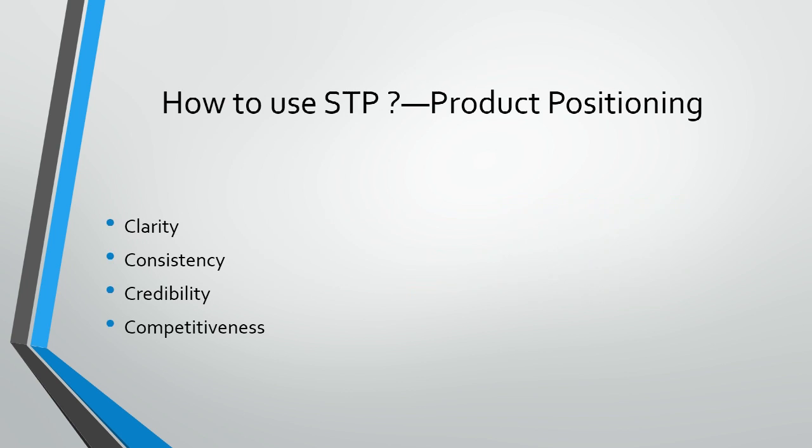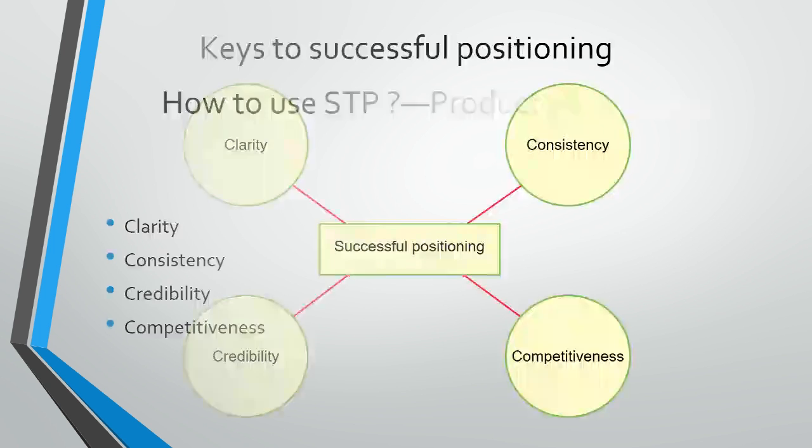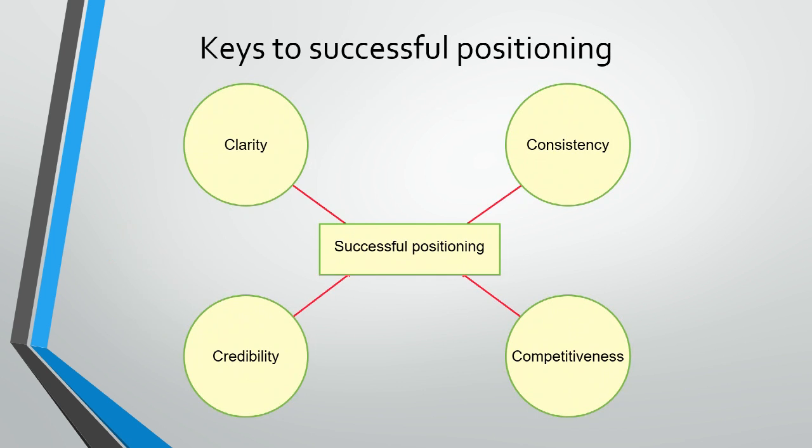Okay, now the last part about product positioning. Well, product positioning is a marketing technique intended to present products in the best possible light to different target audiences. So here are at least 4 basic rules for product positioning: clarity, consistency, credibility, and competitiveness. So here is a graph about successful positioning, and it should include these 4 basic elements. Let me explain them one by one.